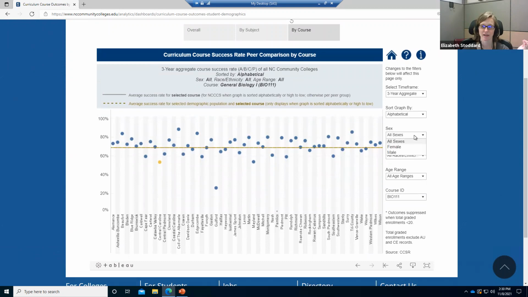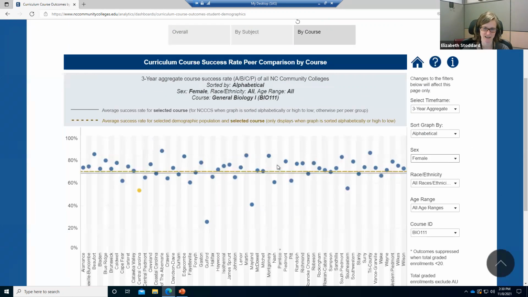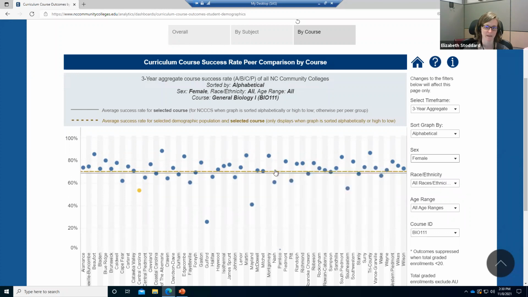But here you can do all of the same filtering that I showed you before. So we can look at females, and I know it's really hard to see, but those lines did actually change a little bit. Females have a slightly higher success rate in Bio 111 than the overall NCCCS population in Bio 111. The overall success rate for NCCCS was 69%. The success rate for females was 70%.